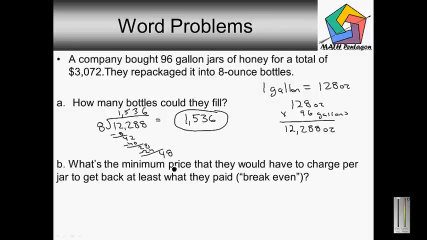What's the minimum price that they would have to charge per jar to get back at least what they paid for, or break even? So what you have to do is take the total of $3,072 and divide it by 1,536 bottles. So we write it out like this.